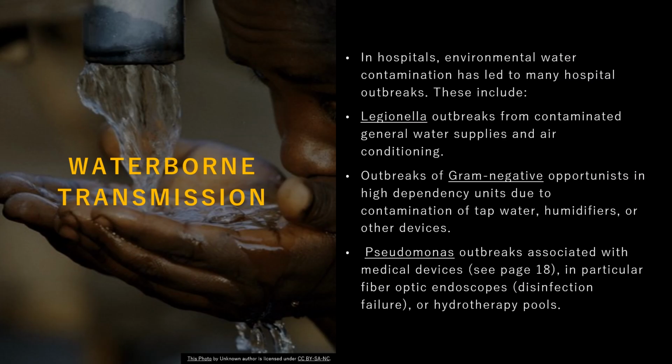For waterborne transmission in hospitals, environmental water contamination has led to many hospital outbreaks. This includes Legionella outbreaks, outbreaks of gram-negative opportunists in high-dependency units due to contamination of tap water and humidifiers, and Pseudomonas outbreaks associated with medical devices or hydrotherapy pools.